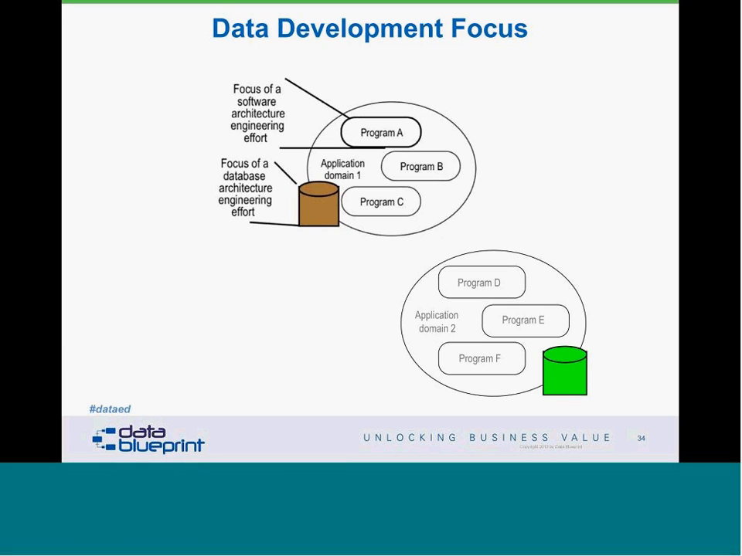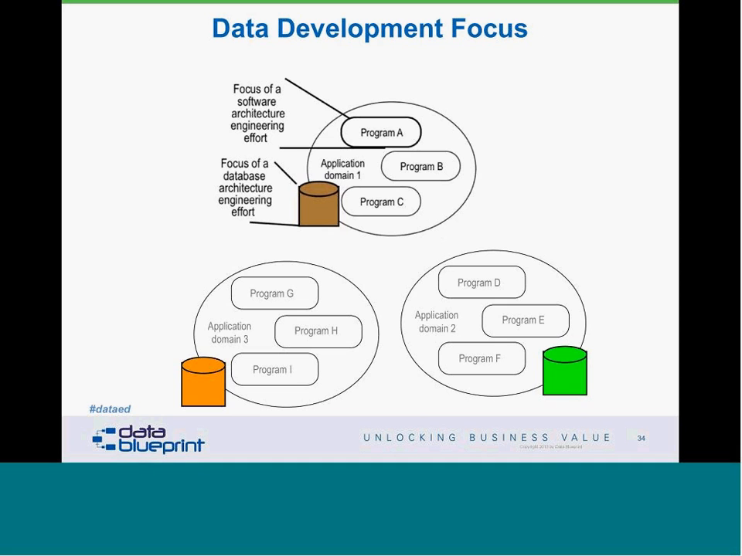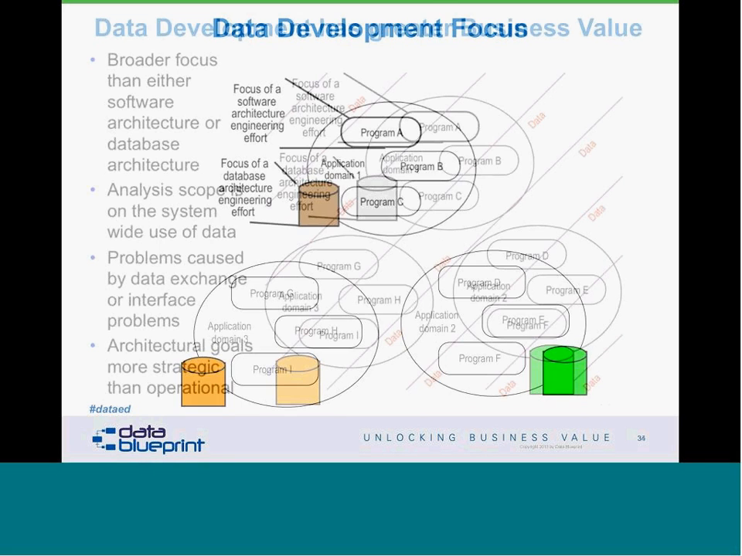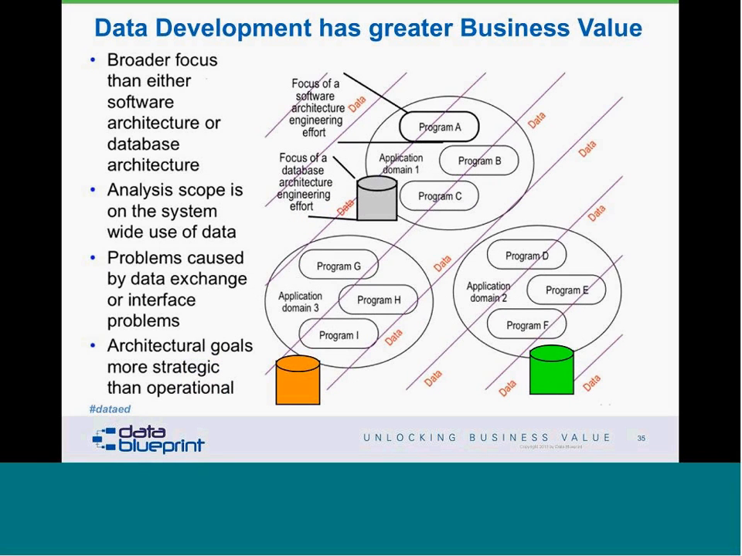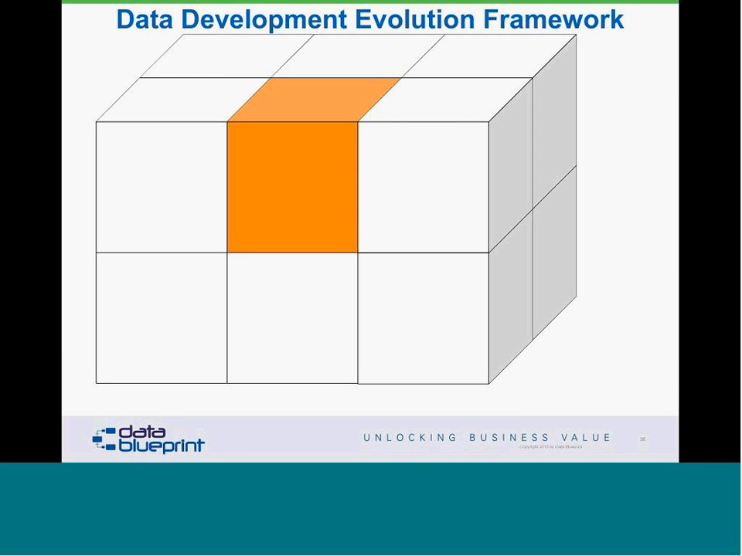Should the brown database be used to support the things that the database is doing? If we don't have somebody officially looking at it, the answer is no, and it's easier to build a green one and then an orange one over here in order to come up with it. Again, our data development focus is broader than software architecture or database architecture. The analysis is on the system-wide use of the data, and on the problems talked about specifically by data exchange interface integration type problems. The architecture goals are strategic rather than operational.